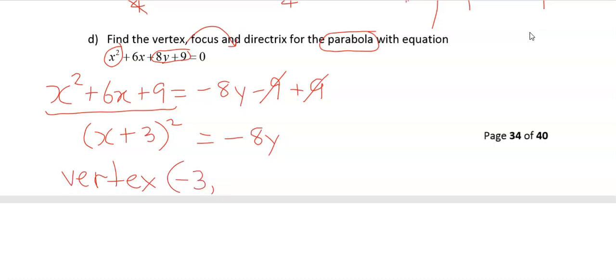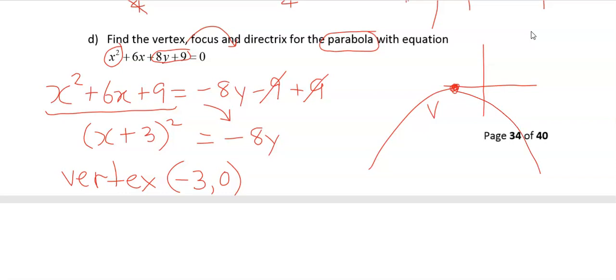What's after the y added or subtracted? Nothing. So there's my vertex. And by the way, let me just very carefully look. Negative 3 and 0 would be about right there. There's my vertex. And according to the form of the equation, I see the x is squared, so it's either opening up or down. But the constant, that 4p, remember, in this case, it's a negative, isn't it? So this one is going to go something like that. It's going to open downward.